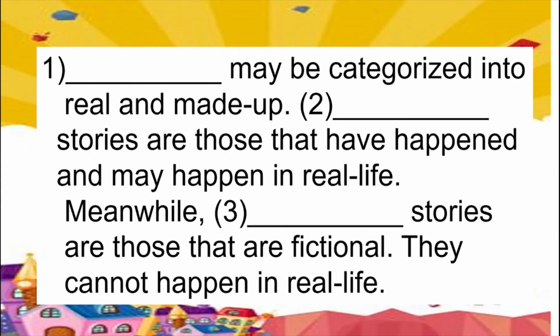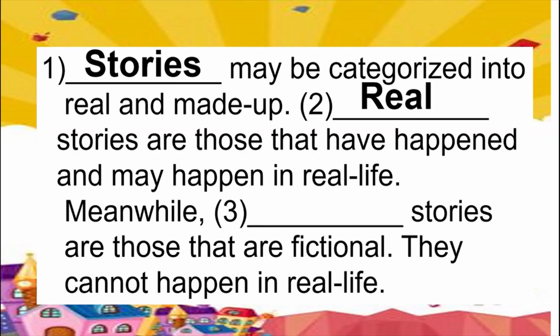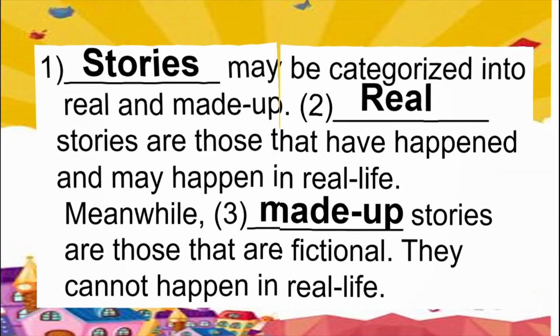Okay, let us answer. Number 1, number 2, and number 3. Okay, let us now read the paragraph. Stories may be categorized into real and made up. Real stories are those that have happened and may happen in real life. Meanwhile, made-up stories are those that are fictional. They cannot happen in real life. Okay?